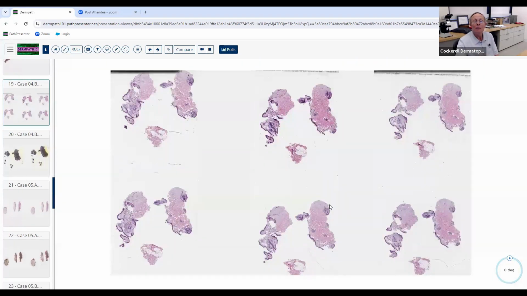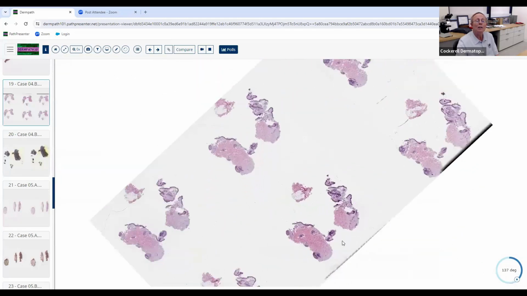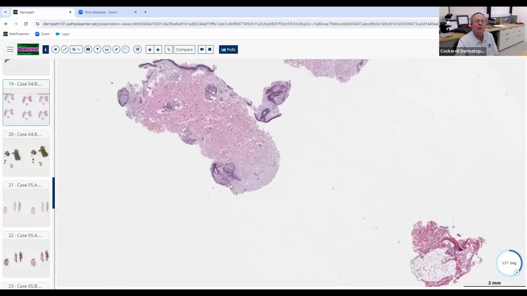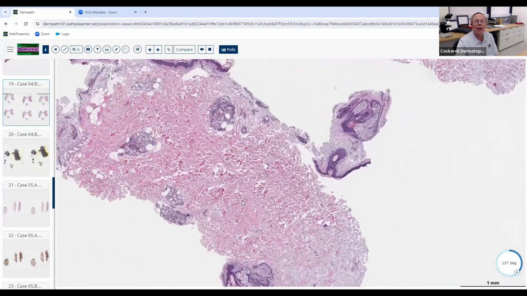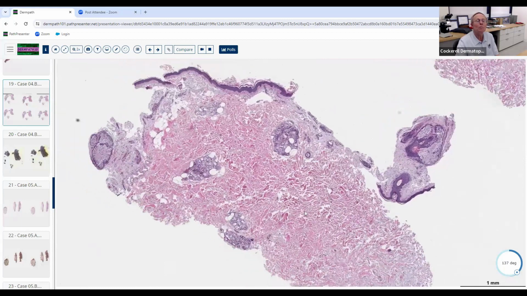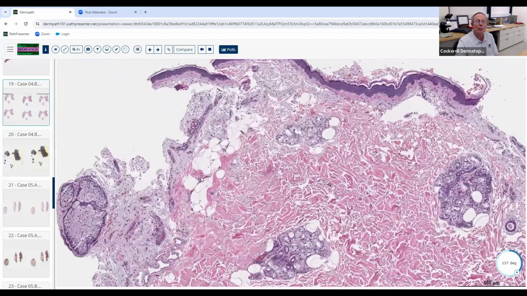This is better because this is a deeper biopsy. And let's see if we can orient it right here. Okay, so here's the specimen. You really don't see a whole lot going on here. I mean, the collagen bundles really don't look abnormal. Here you got some subcutaneous fat that does look like it's pretty high up here in this one field.